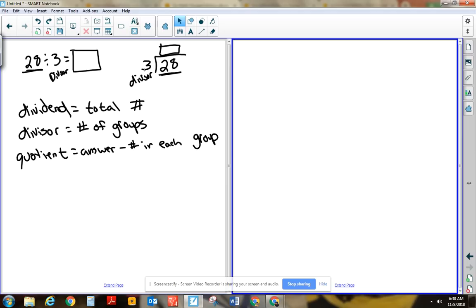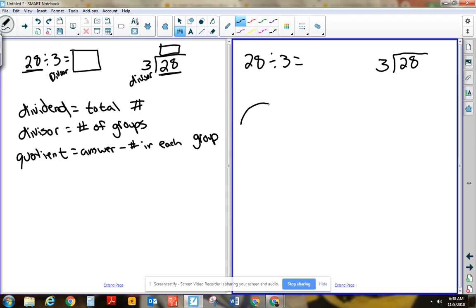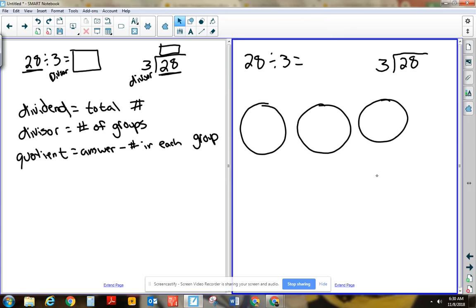So 28 divided by 3. Really important that you write down your equation both ways. How many 3's? 28 divided by 3. So the first thing that we're going to do is make our 3 groups. And we're going to start off slow here, and just put 28 x's into these 3 groups. And so we're going to have a total of 28. So we'll just do it evenly.